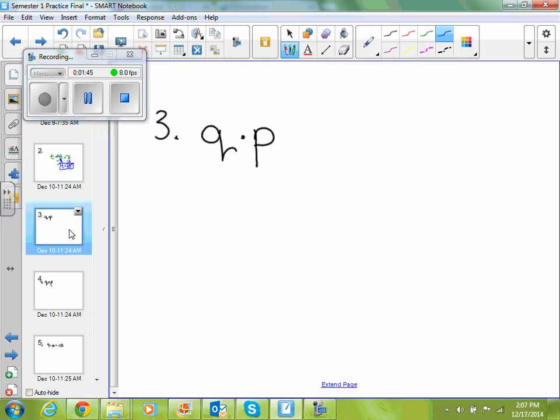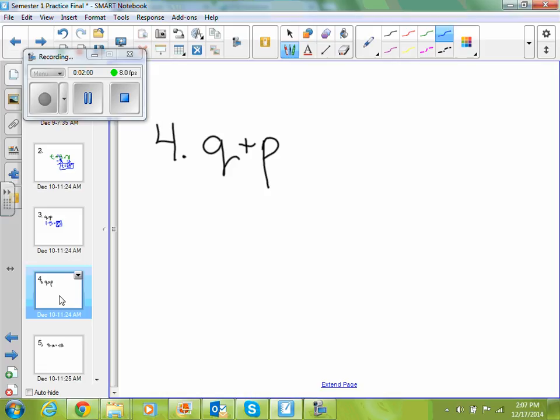Okay, so number 3, we're given Q times P. If Q is 1, P is 5. 1 times 5 is 5. Everybody should have gotten 5 for number 3. It should have been the easiest question on your test. For number 4, Q plus P. 1 and 5. 1 plus 5 is 6.